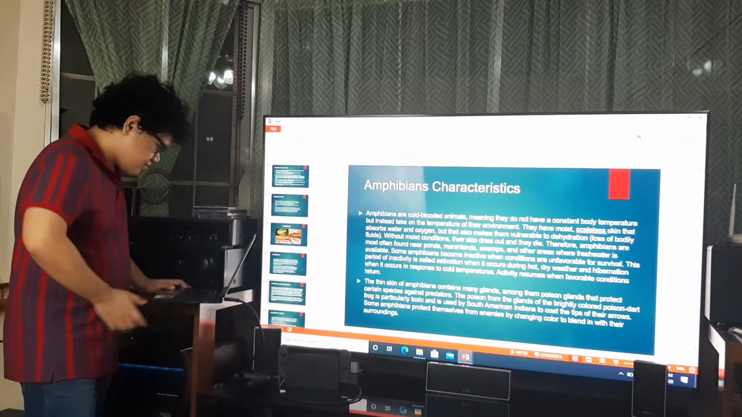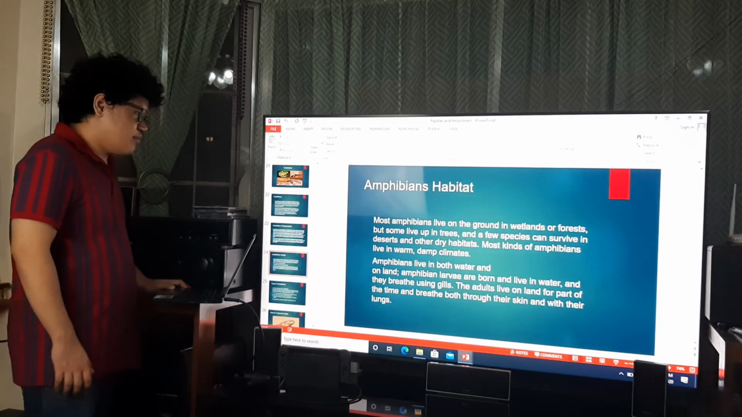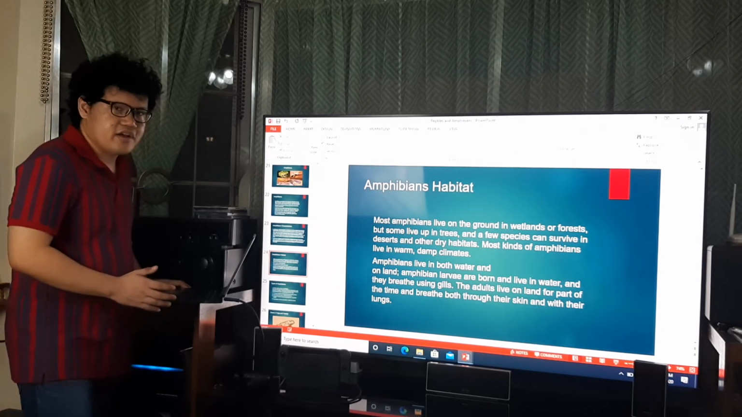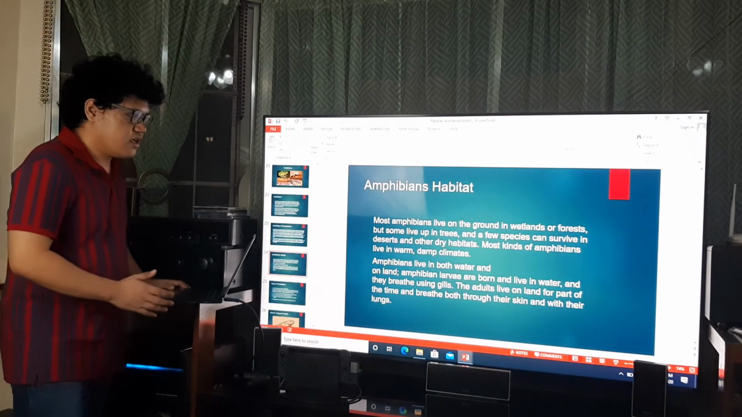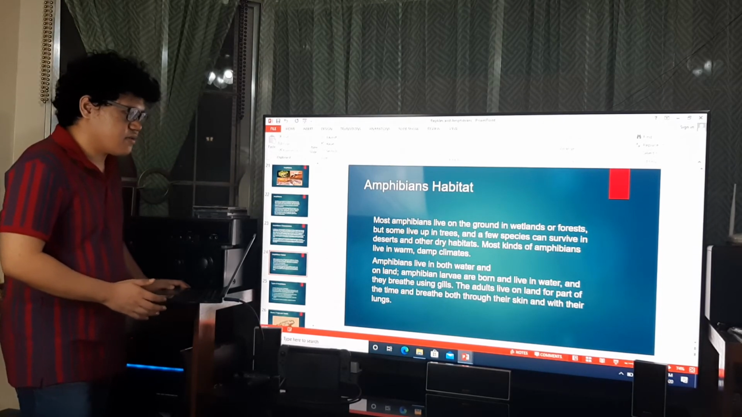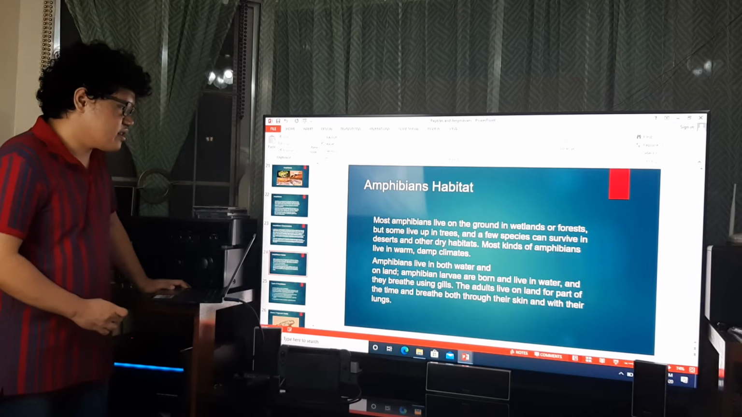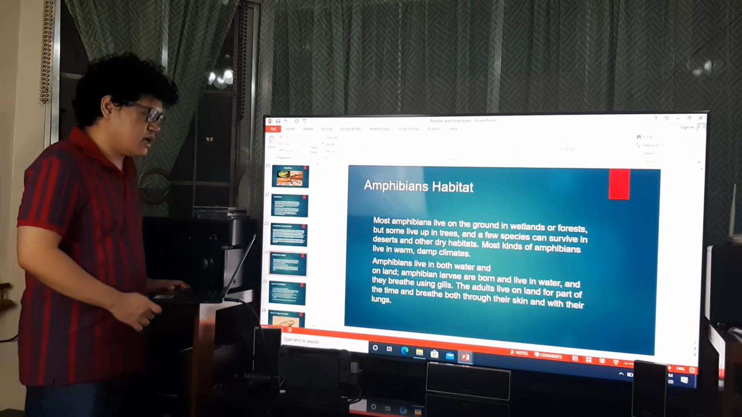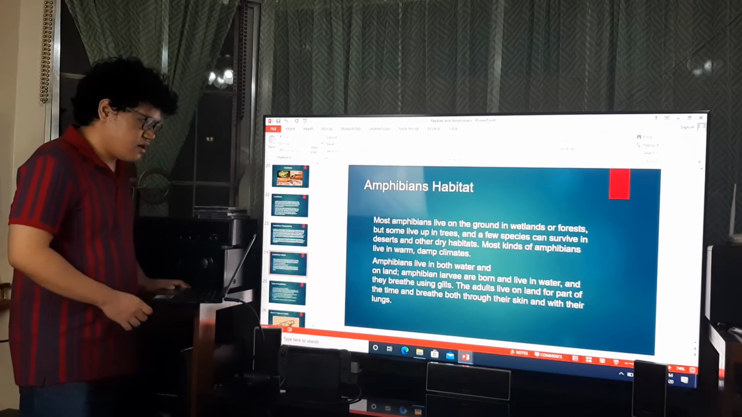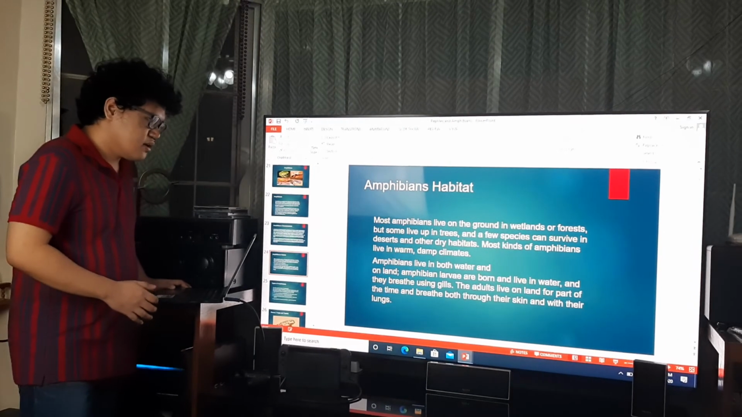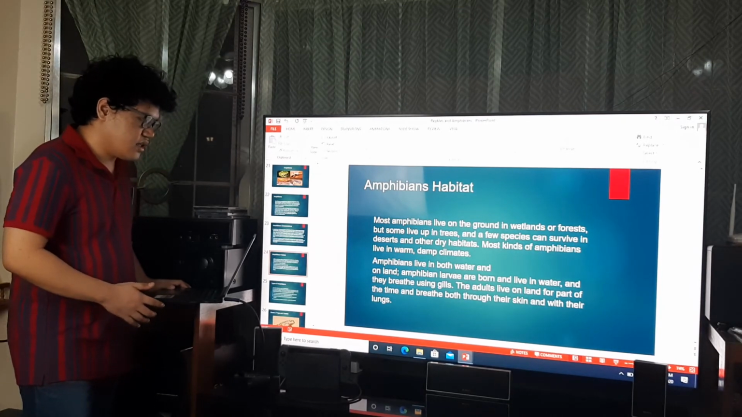The habitat of amphibians. Most amphibians live on the ground in wetlands or forests. But some live up in trees, and a few species can survive in deserts and other dry habitats. Most kinds of amphibians live in warm, damp climates. Amphibians live in both water and on land. Amphibian larvae are born and live in water, and they breathe using gills. The adults live on land for part of the time and breathe both through their skin and with their lungs.